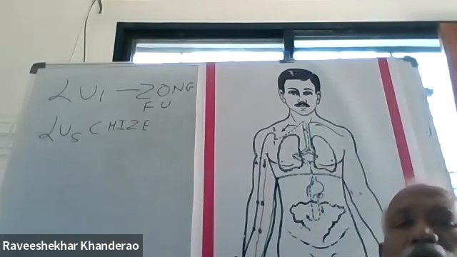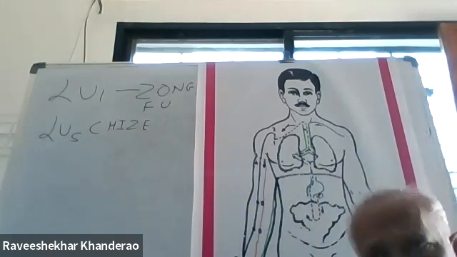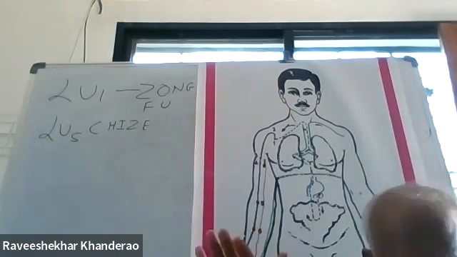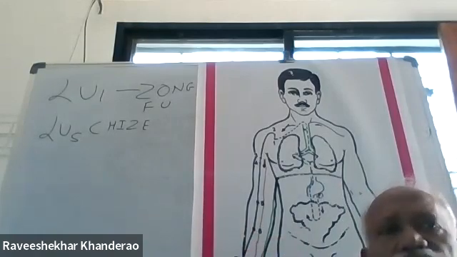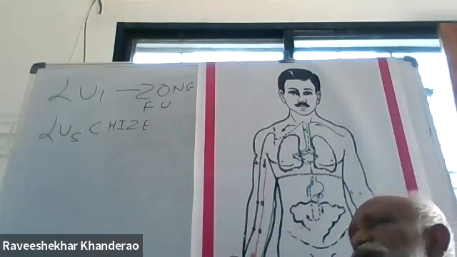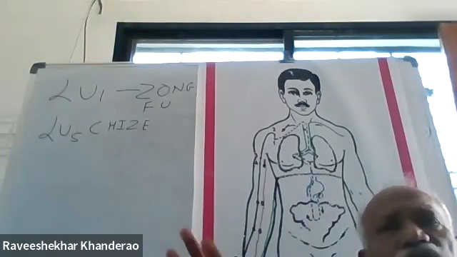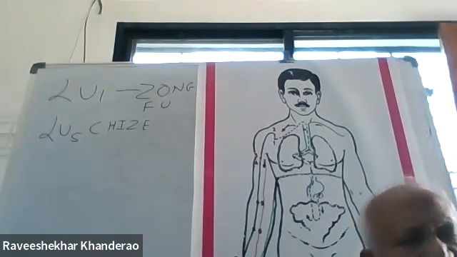Also dyspnea, shortness of breath. This point is also used in skin diseases like psoriasis, eczema, vitiligo, the white spots, white patches.